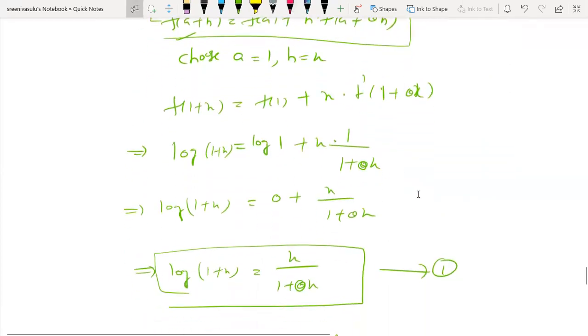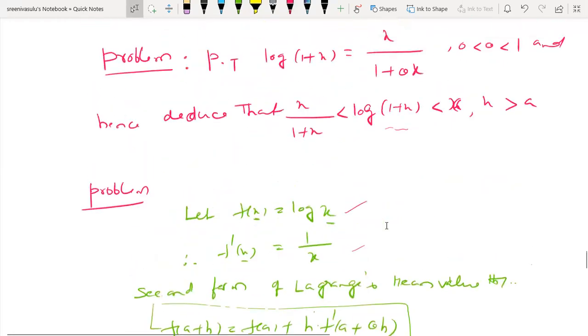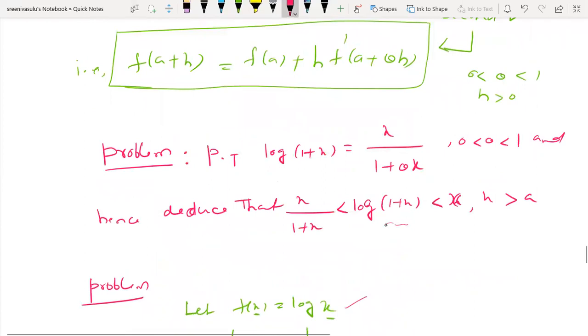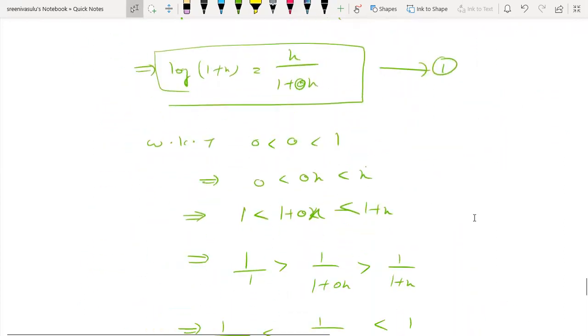So f dash of x equals 1 by x. Replace x with 1 plus theta x. We get this equality, and log 1 is 0. So the first part of the proof is over. For the second part, here we have two parts. This is the first part, this is the second part, and hence deduce that the inequality holds. Next we prove the inequality.